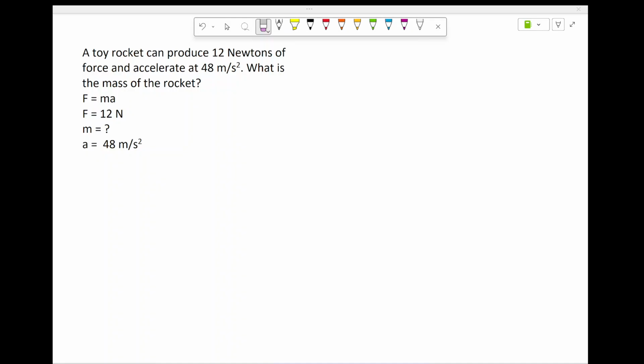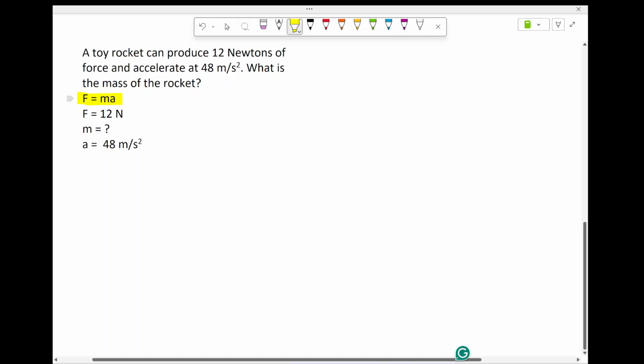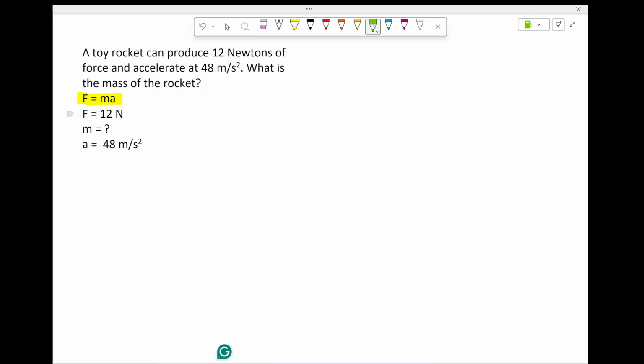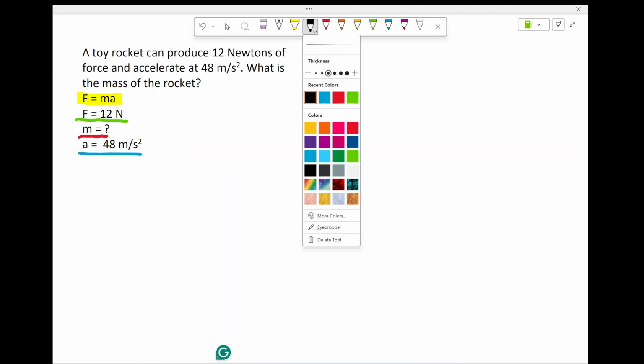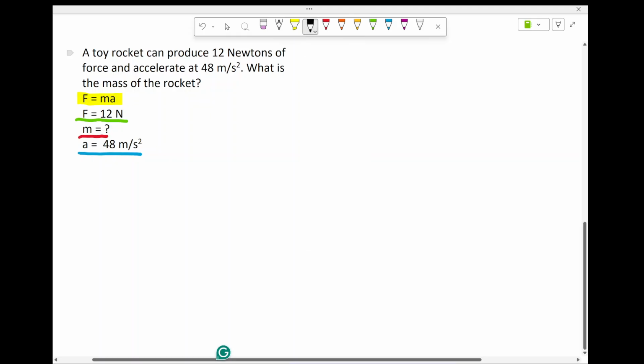I've gone ahead and listed the formula for Newton's second law, which is right here, F equals m times a. I've also identified our three variables, F, m, and a. We have a force of 12 newtons, we don't know the mass, and we have an acceleration of 48 meters per second squared. To solve this using algebra, it's always a good idea to start with the formula itself.